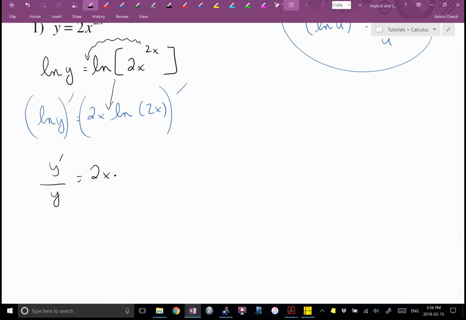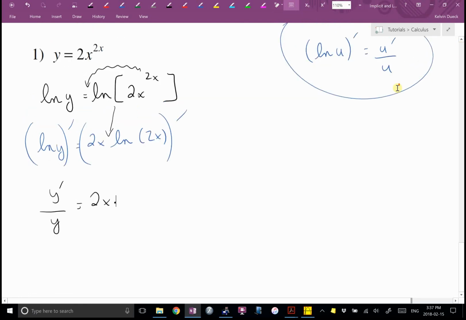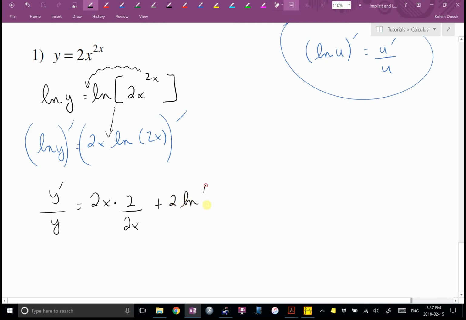What's the derivative of the second term? It's ln of u. What's the derivative of ln of u? U prime over u. What's u in this case? 2x. What's the derivative of 2x? Over u. So that's the derivative of ln of 2x. U prime over u. Still matches the pattern. Plus, derivative of the first term. What's the derivative of 2x? Rewrite the second term.